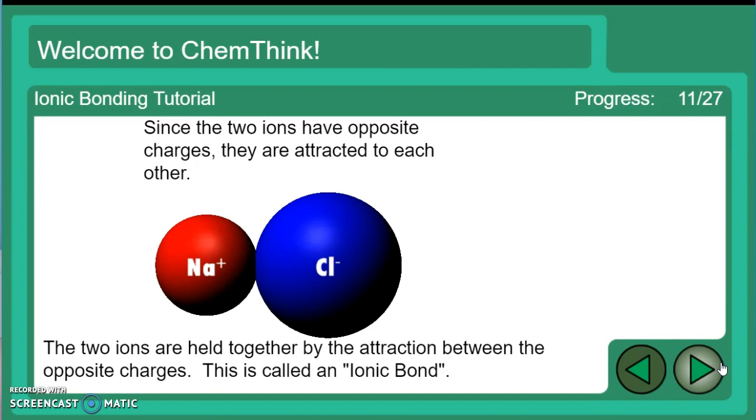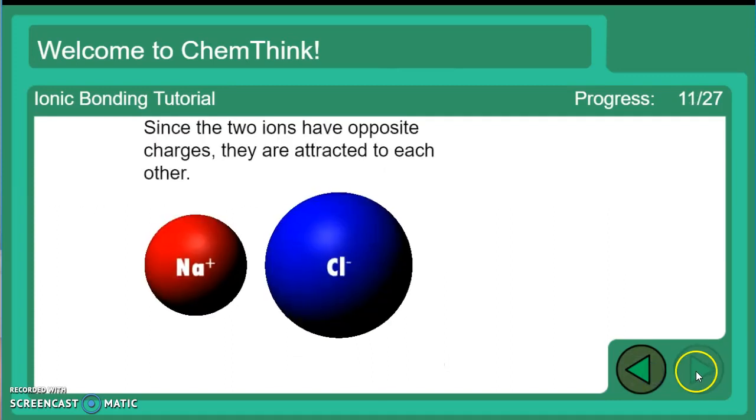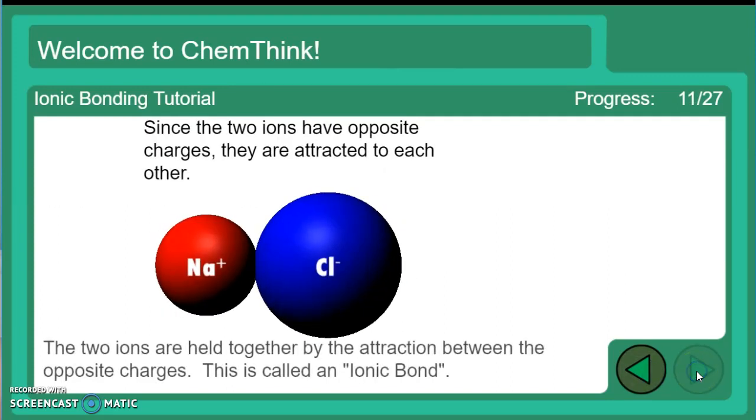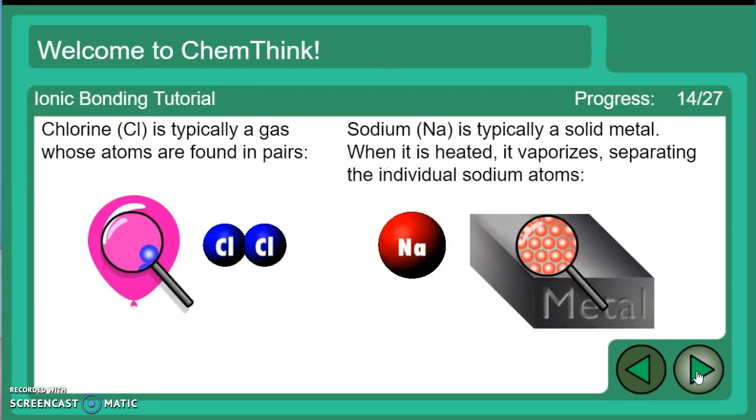So ionic bonding occurs when the two elements involved, there could be more than that, become ions. When there's a transfer of electrons, the metal becomes positively charged and the non-metal becomes negatively charged, and those opposite charges attract. This is the process you saw, simplified. We'll look at this a little bit better.